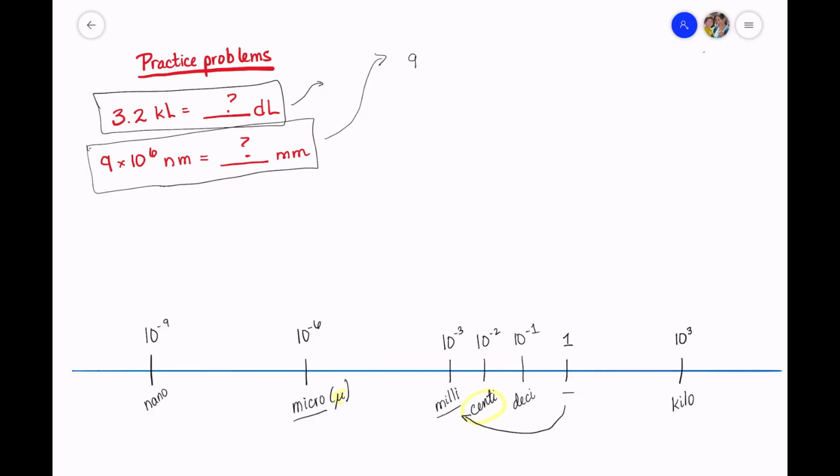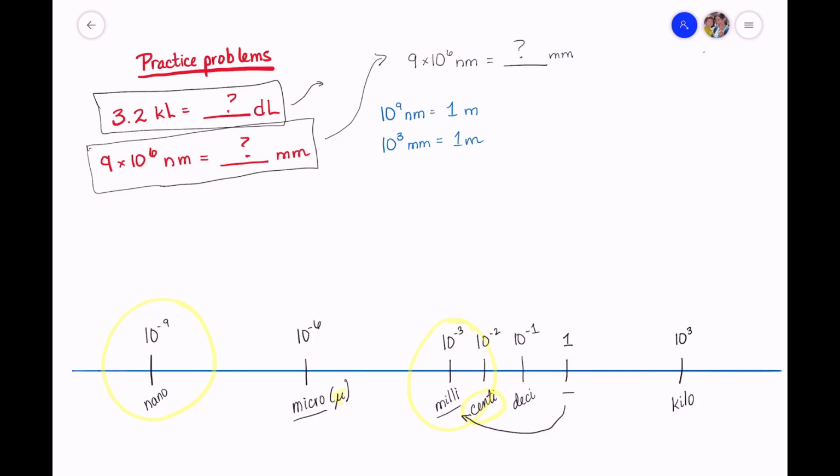So now let's take a look at the second problem. 9 times 10 to the 6 nanometers equals how many millimeters? Once again, we need to set up our conversions that we put off to the side. We're going to start with nano. Nano is 10 to the 9th, so 10 to the 9th nanometers equals 1 meter. I also have a millimeter in there, so my second one that I will invoke will be 10 to the 3rd millimeters, also equals 1 meter.